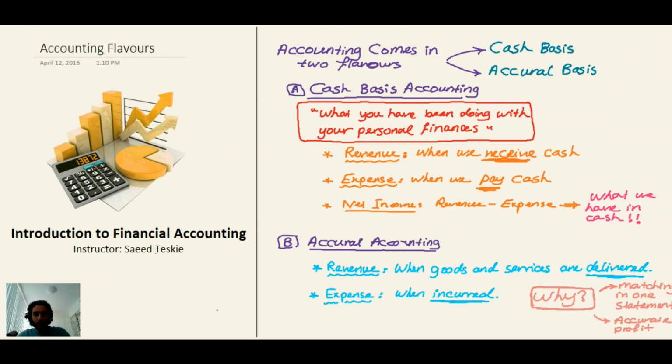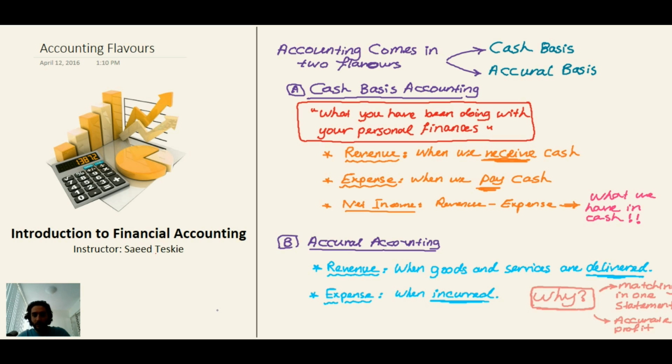In accounting, we have two flavors for financial accounting. First, we can use cash basis accounting or accrual basis accounting. In cash basis accounting, basically it is what we as individuals are doing with our daily financial transactions.